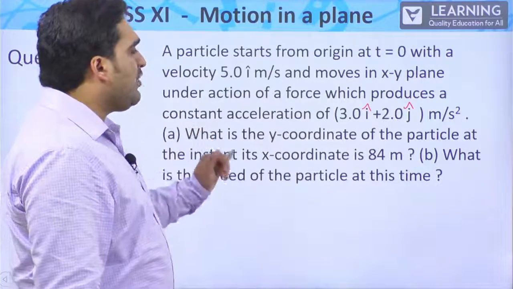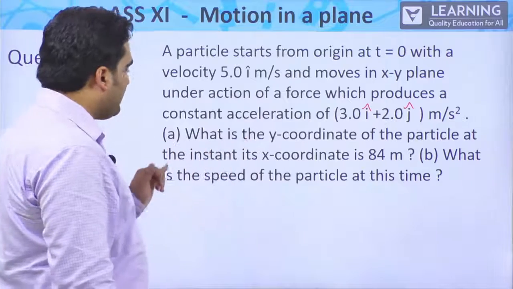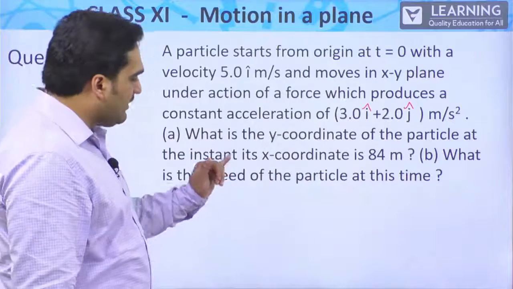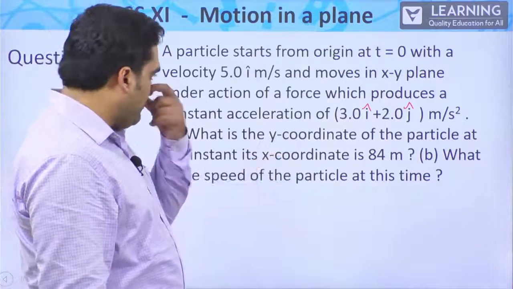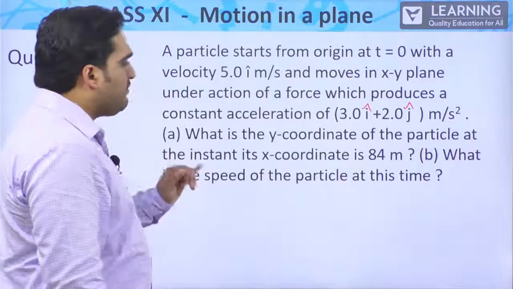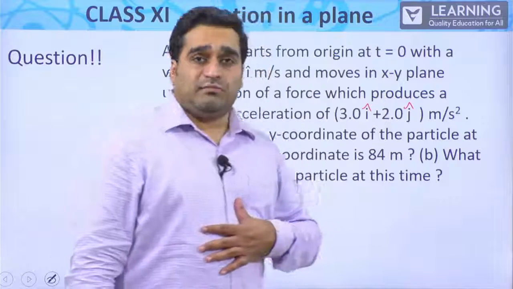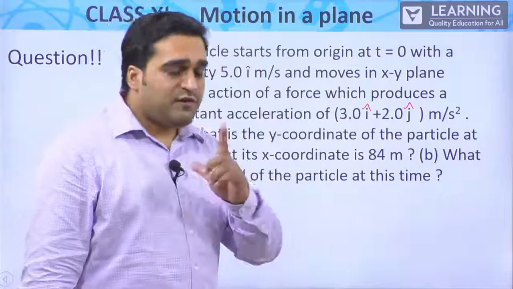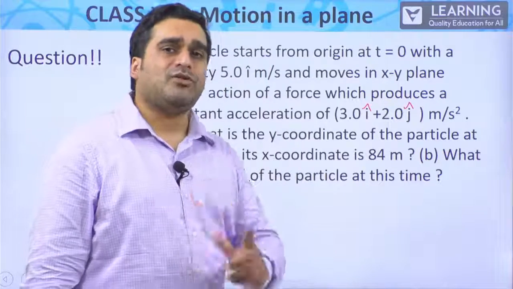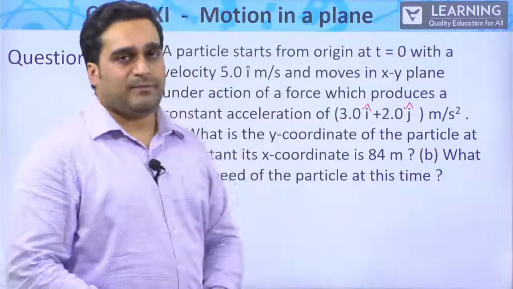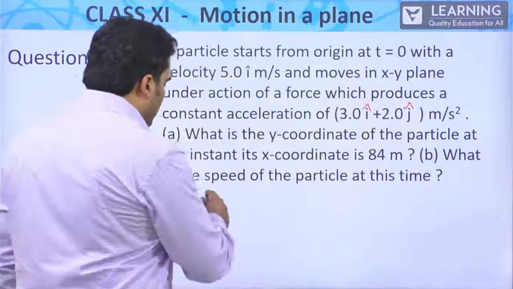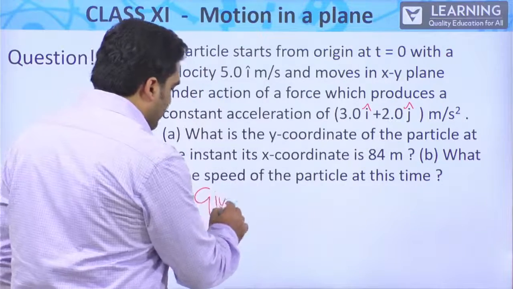What is the y coordinate of the particle at the instant its x coordinate is 84 meter? What is the speed of the particle at this time? So it may be a lengthy question, but first things first, make note of things that are given. What are the things given to us?